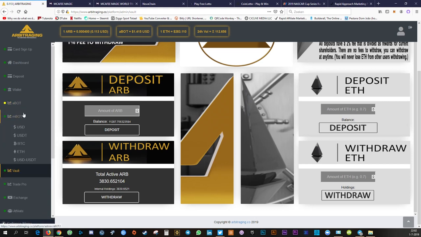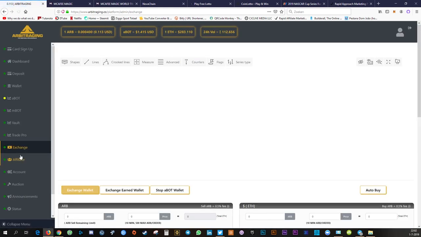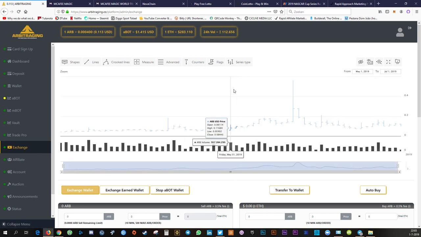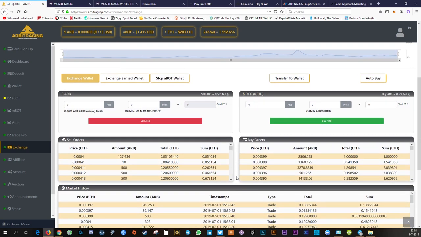Let's see what the price is, the current price of the ARP token. It's pretty nice, by the way. They changed how all this looks, and you can use different tools. So the current price is 0.0004 ETH at the moment, and it is about 11 cents. It's been holding around this price for a couple of weeks, I must say.